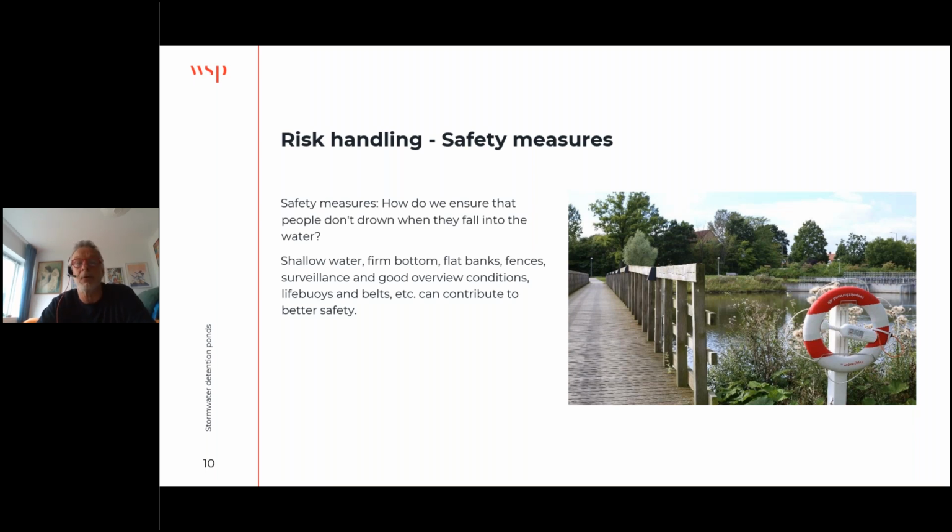Another thing which is important, that's surveillance and good overview conditions. So where there's access to the water, you have to make sure that the kids cannot just hide behind the stones and bushes and so on. And then, of course, you can use large boards and so on, but that's a secondary measure. Normally, we plan more passively with the security.